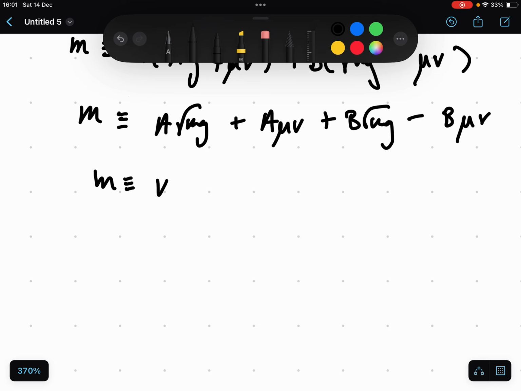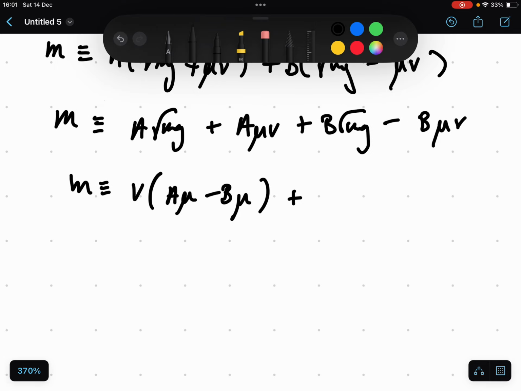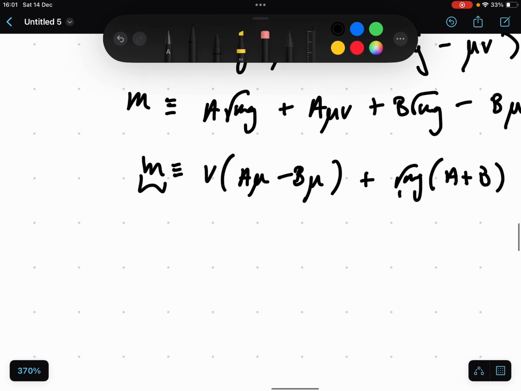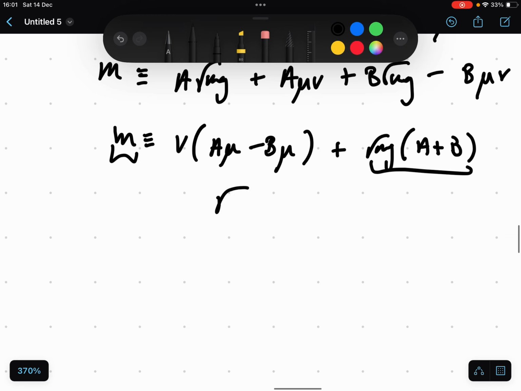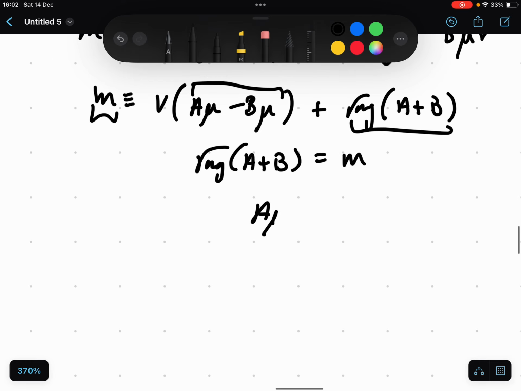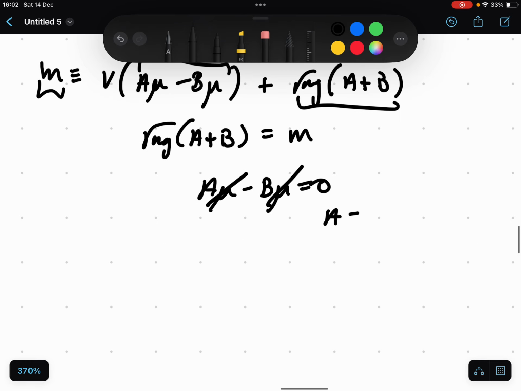Okay, so let's get v. Now v is a variable, so we separate out v to get a mu minus b mu, plus the rest, which is just constants. So I guess root mg a plus b. We know that m is going to be equal to the constant terms, so root mg a plus b equals m. And then we know that this part here must equal 0, so a mu minus b mu must equal 0. We don't have anything for mu, so that means we get a equals b, which is nice.